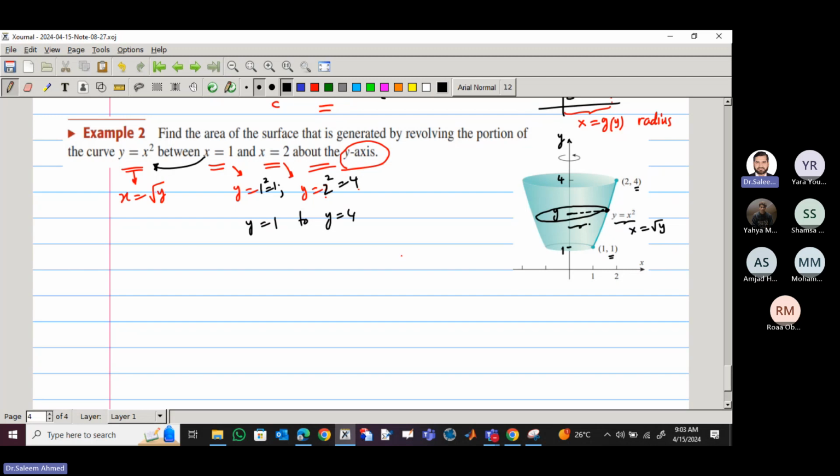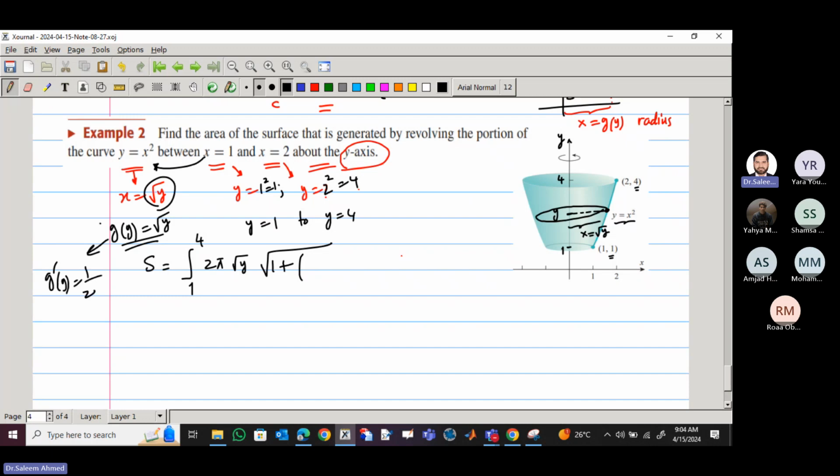So my radius is x, which is x is equal to square root of y. So my surface area will become the integral of y from 1 to 4, 2 pi g of y, which is square root of y, into 1 plus the derivative. So what is the derivative dx by dy? I can say that this is my g of y here. So g of y is square root of y, right? So g prime of y will become 1 over 2 square root of y. So 1 over 2 square root of y, whole square, dy.